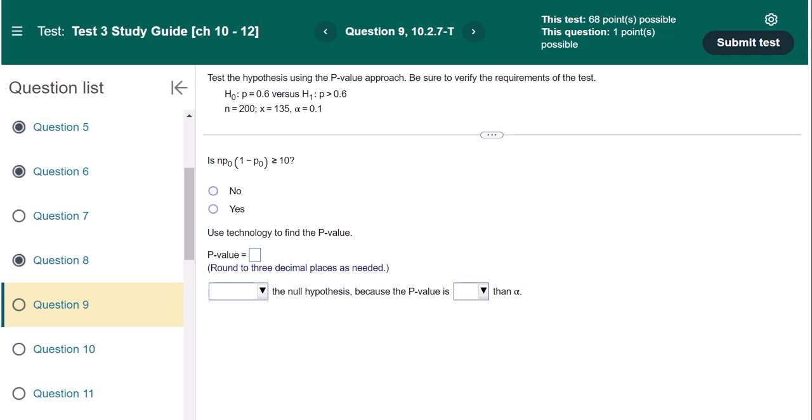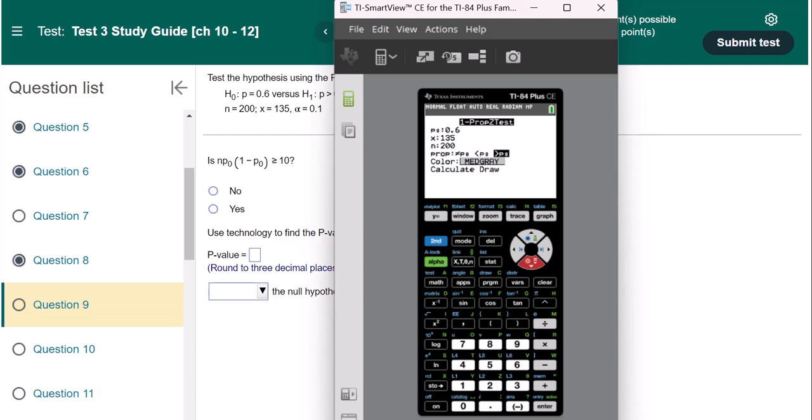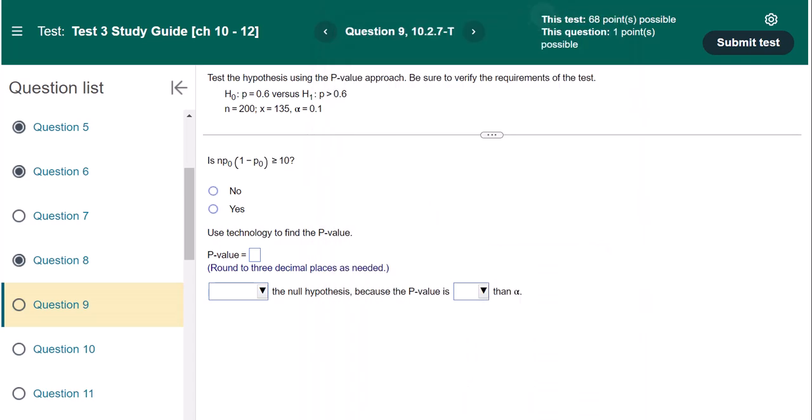Now he wants us to find the p-value. So you just go to one prop Z test, and P0 you put 0.6, X is 135, N is 200. You choose the greater than sign from the alternative hypothesis and you hit calculate. And the p-value is 0.01519, or 0.0152, or to 3 decimal places, 0.015. And what's alpha? 0.1. That's less than 0.1. In this case, you reject the null hypothesis because the p-value is less than what? Alpha. Next question.